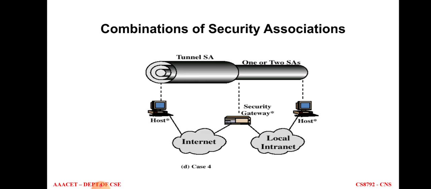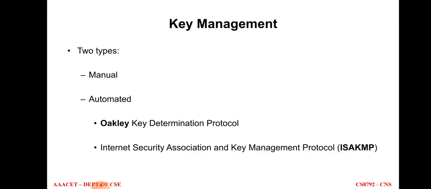This is case 3, which provides support for a remote host that uses the internet to reach the organization firewall and then gain access to some server or workstations. Only tunnel mode is required between the remote host and the firewall. This is the 4th case of combinations of security associations.